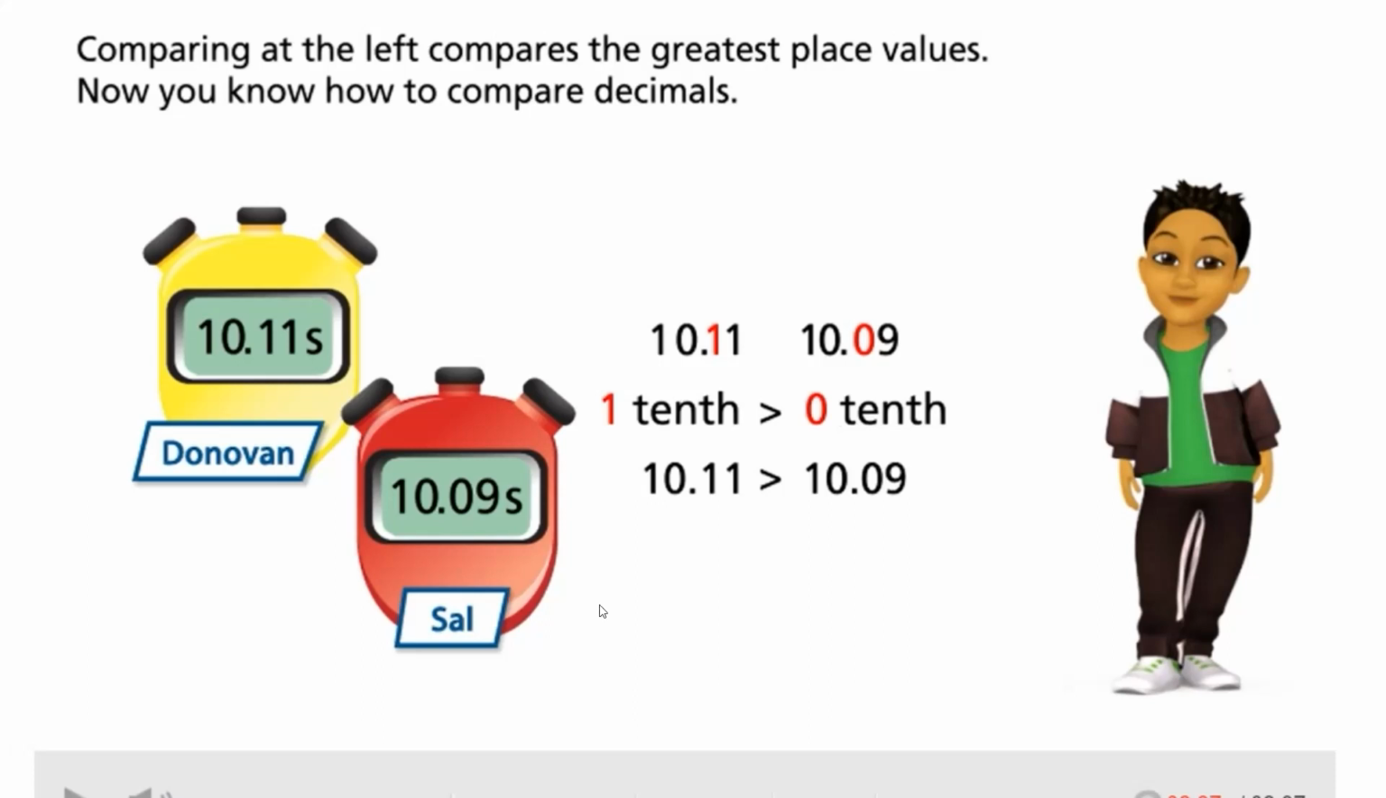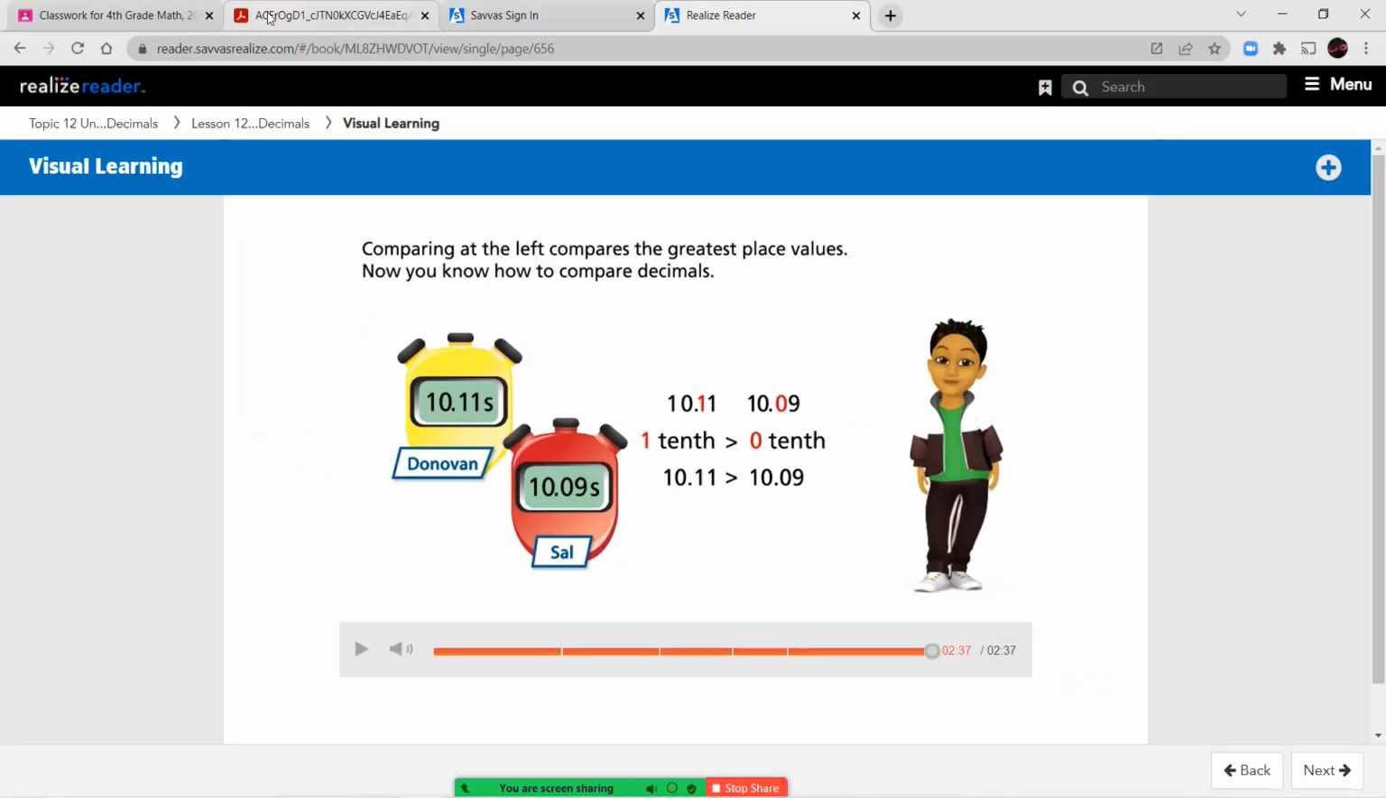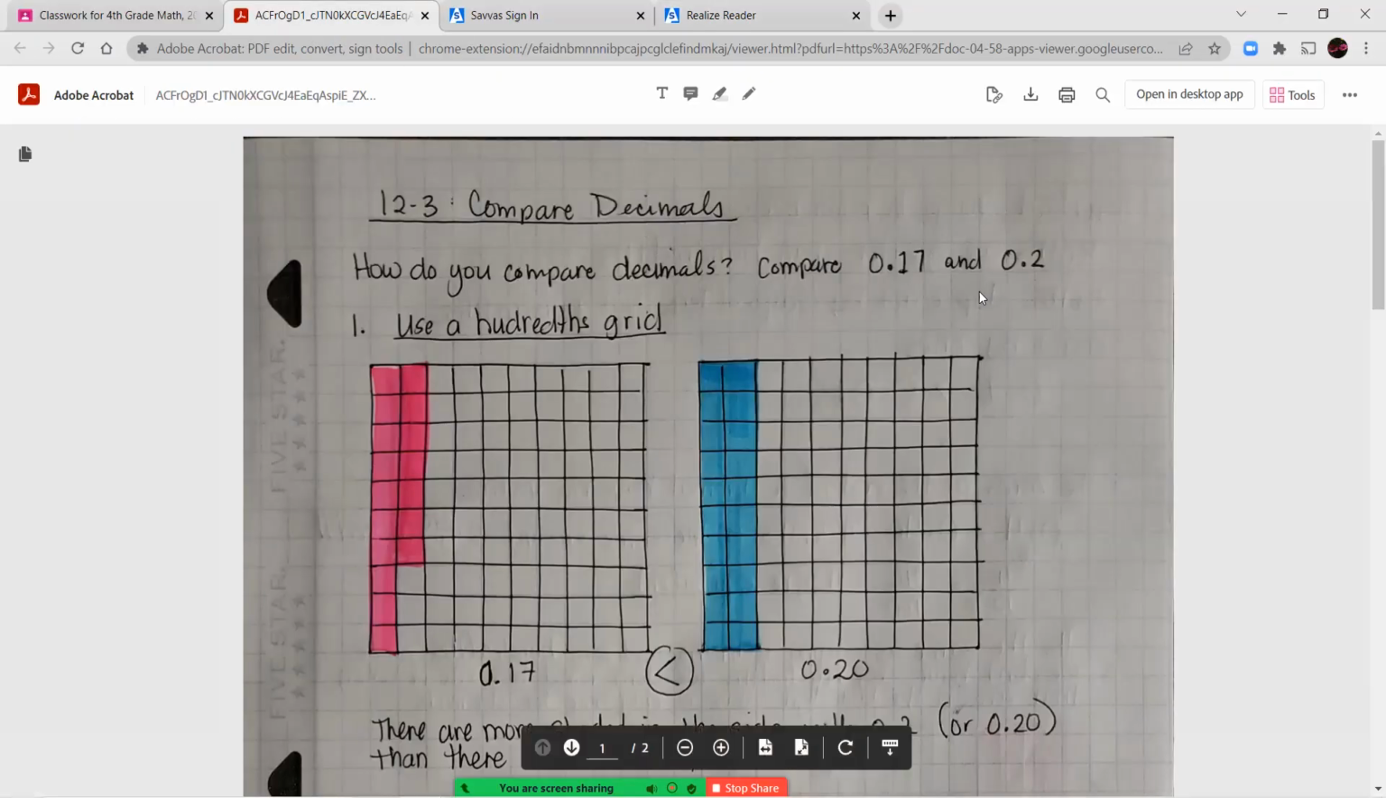All right, so let's go ahead and take a look at these. Now, when we're comparing decimals, always start from your biggest place value. And then you're going to compare moving towards your smallest place value, the same way we do with whole numbers. Let's go ahead and take a look at our notes and our guided practice here. So how do you compare decimals?